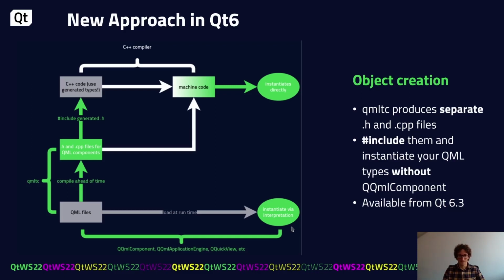Now, this interpretation has a cost. So qmltc looks at that and sees, we can compile that ahead of time, and it generates a header and a C++ file for each component. You can include that into your main CPP or anywhere, and you can just instantiate the resulting class in your application. So what happens is the C++ compiler compiles this generated C++ file, and that becomes part of your application, and there you go.